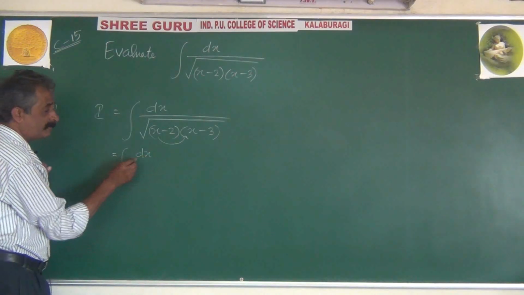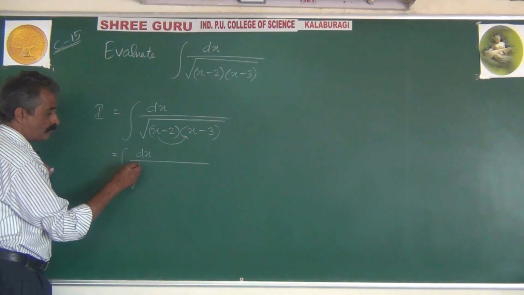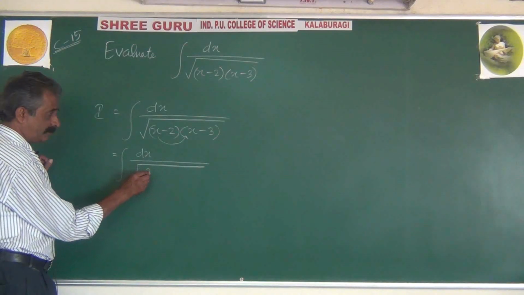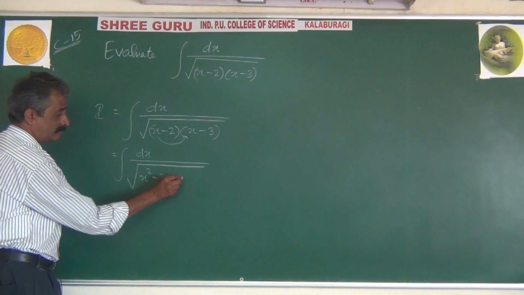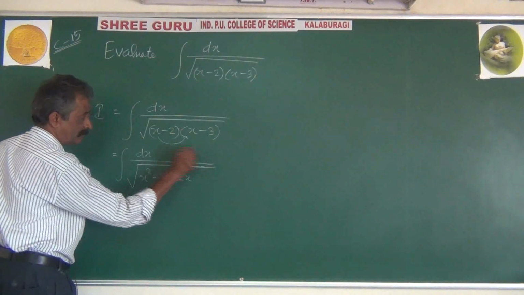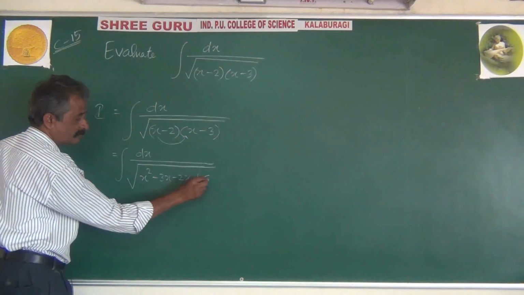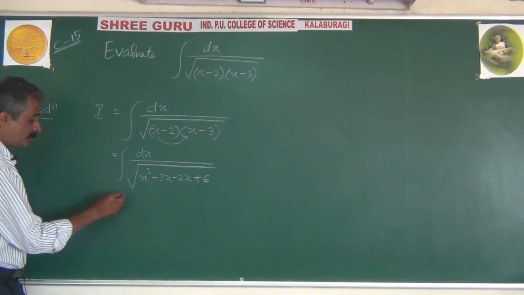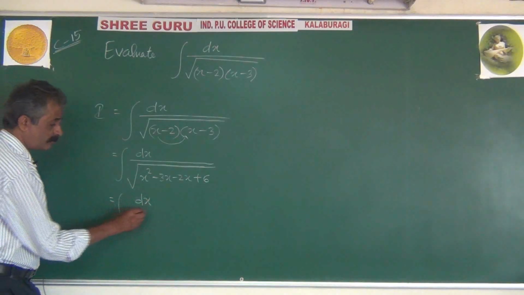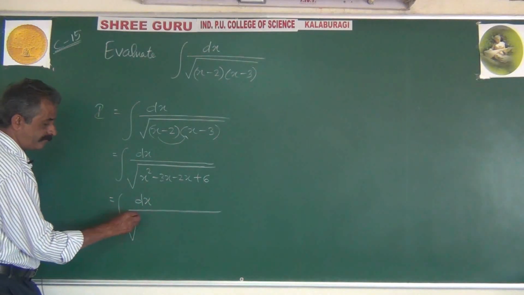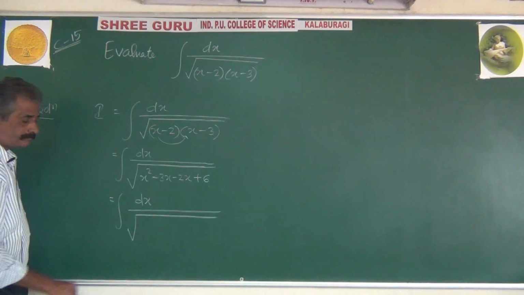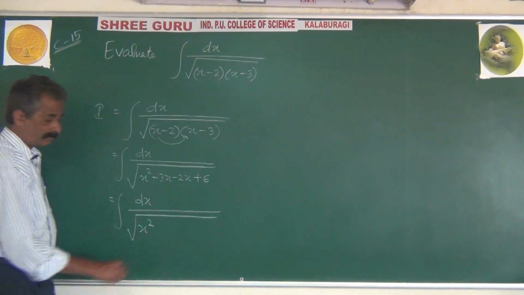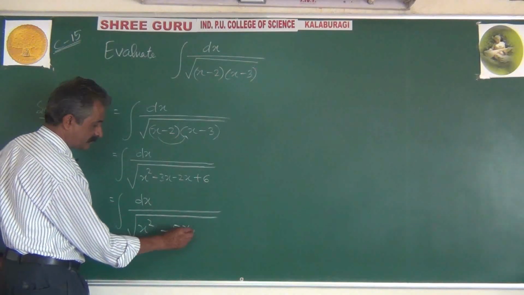Integration dx divided by the square root of x into x, x square, x into minus 3, minus 3x, minus 2 into x, minus 2x, minus 2 into minus 3 becomes plus 6. So that is equal to the integration of dx divided by the square root of x square minus 3x minus 2x, which becomes minus 5x plus 6.